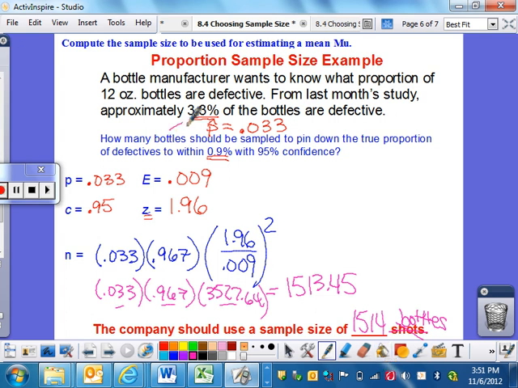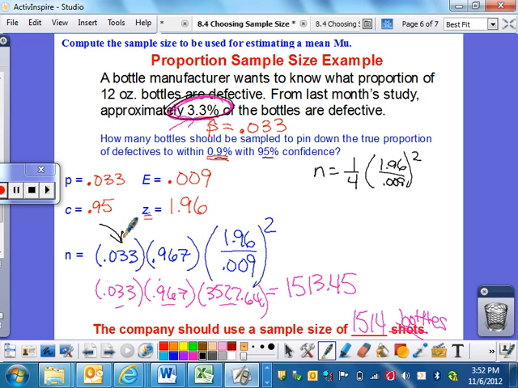All right? So the bottle manufacturer wants to know the proportion. You are given the point estimate, which is why you use the p times the q. If I would not have given you this number right here, let's say that just wasn't in the problem at all, and all it said is they want to know how many bottles should be sampled to pin down this number, what would be different is you would go 1/4 times the 1.96 over 0.009 squared. That would be the only thing that's different if I did not give you your point estimate at the beginning. If I give you the point estimate, then you use the formula that I use right over here.